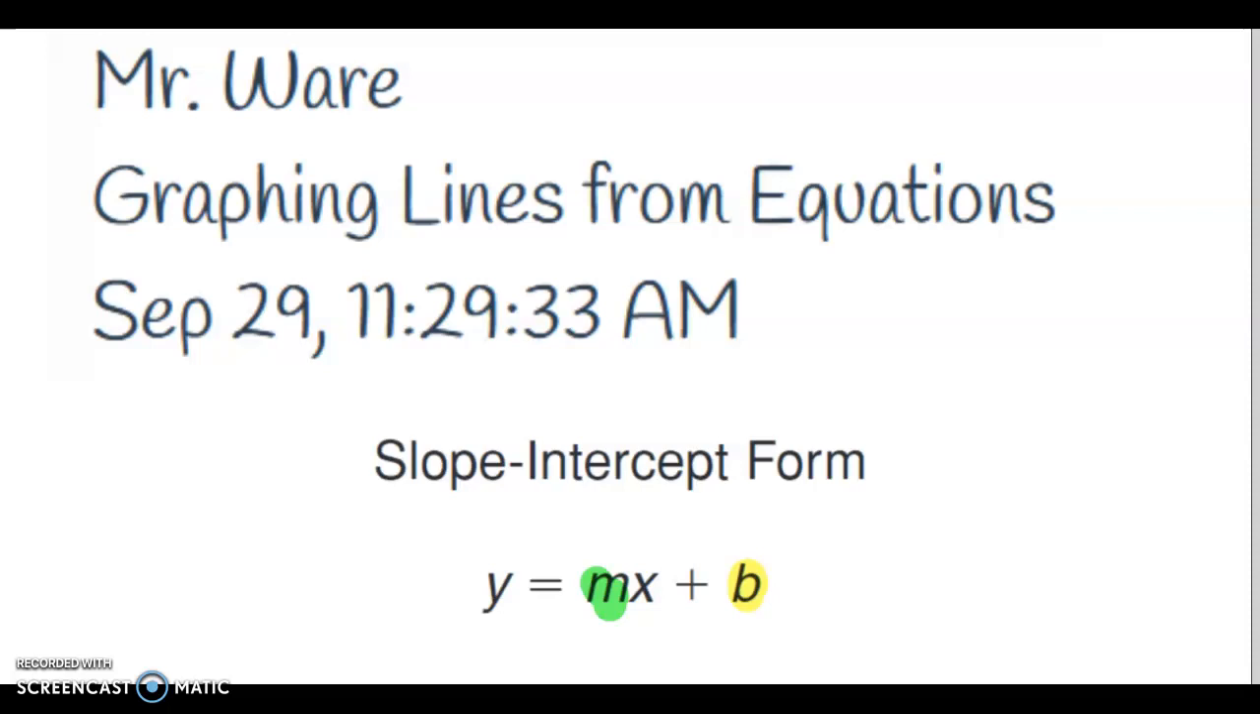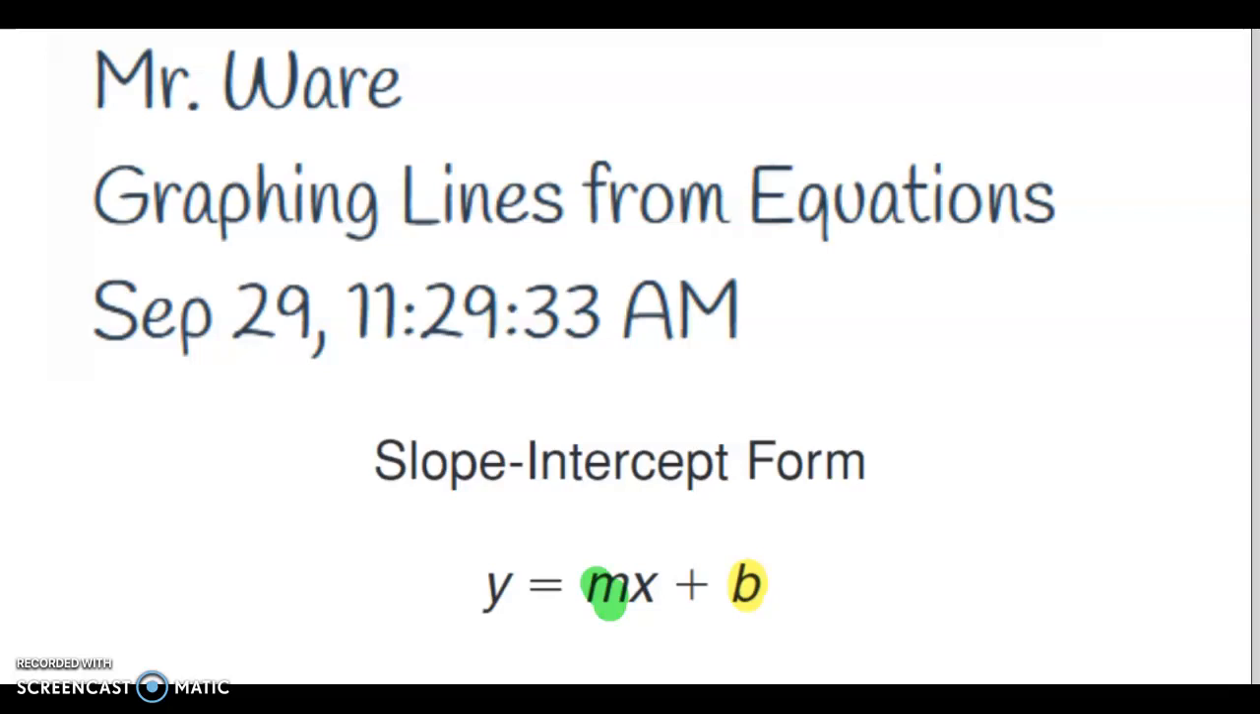Ware's videos. And today we're looking at graphing lines from equations. So let's begin. What we want to do is graph these lines from slope-intercept form. And I have the slope-intercept form up here.